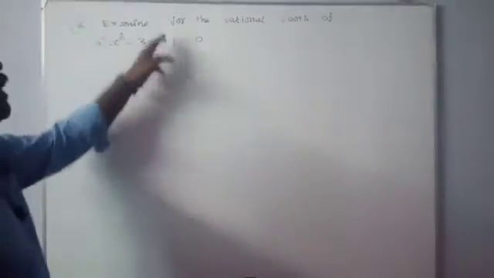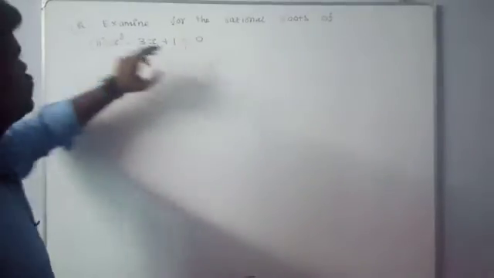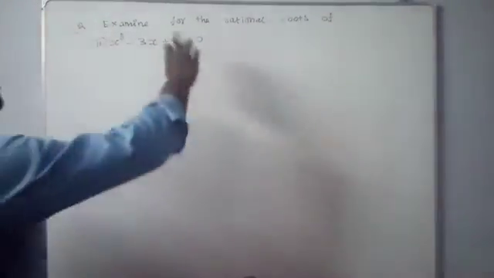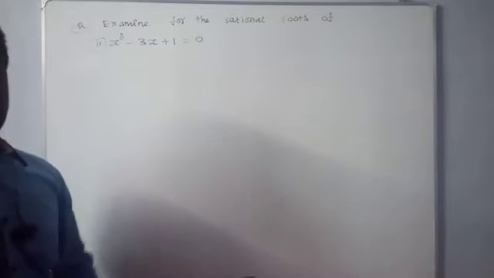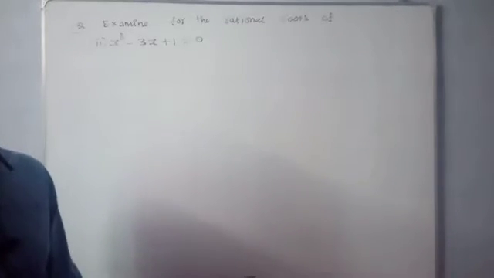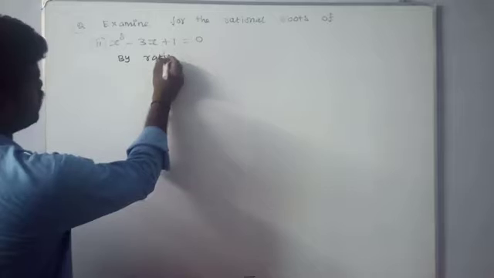Now examine the rational roots of x power 8 minus 3x plus 1 equal to 0. This is the second sum, Roman numeral 2. First we have to examine the rational roots. We don't solve it, but what are the rational roots? We want to know how many rational roots there are. So we use the rational root theorem.